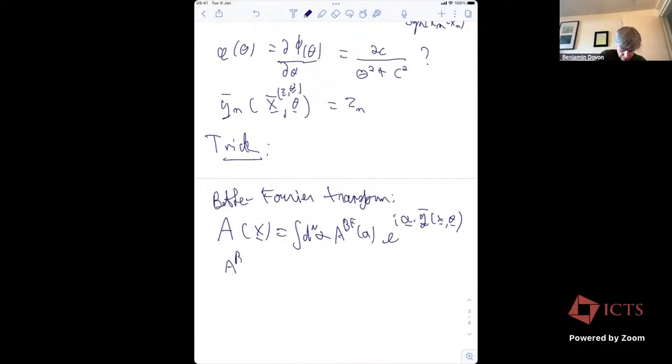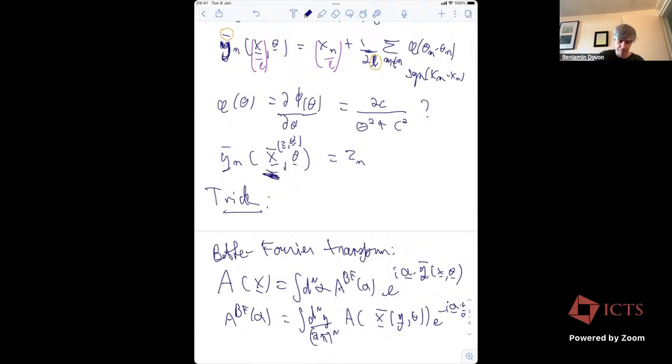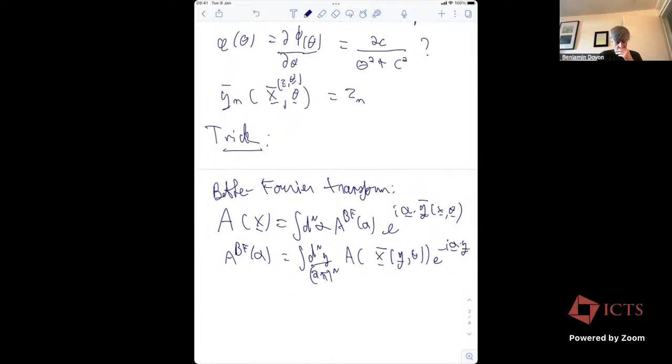So A Bethe Fourier of alpha is going to be the integration d^n y over 2 pi^n of A of x bar of y, comma theta, e to the minus I alpha dot y. And then there is the x bar that appears. The x bar is this inverse function, right? It's this x bar there. Okay. So check that these formally are inverse of each other.